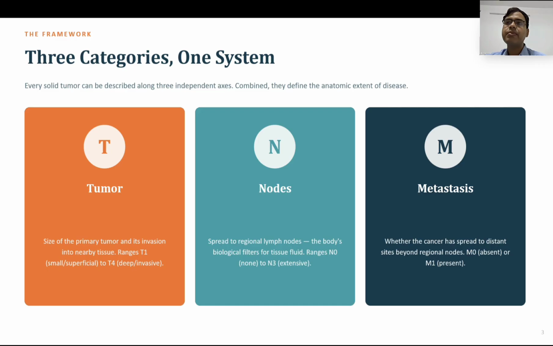So as I said, T stands for tumor. So what is tumor? How do you say it is T1, T2, T3, and T4? It's primarily based on the size of the tumor and its invasion into the nearby structures. It starts right from T1, goes all the way to T4.